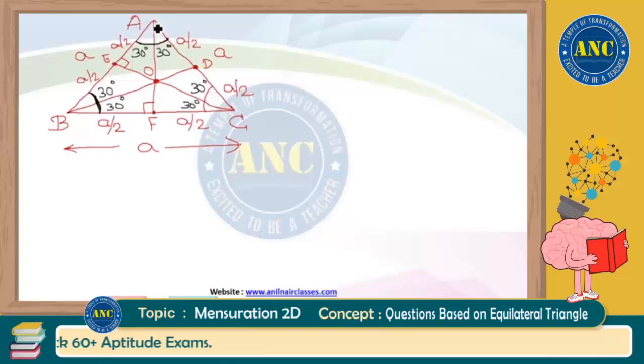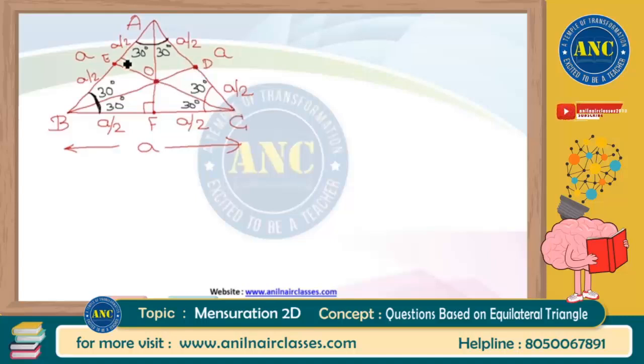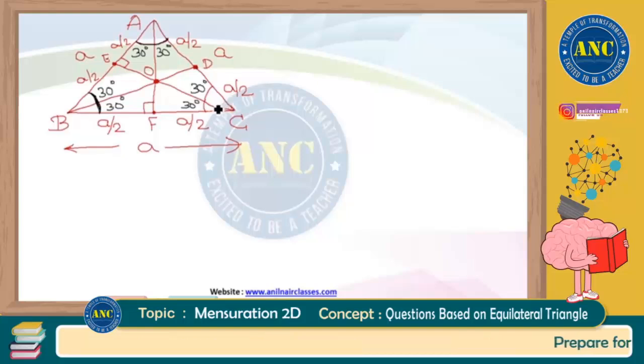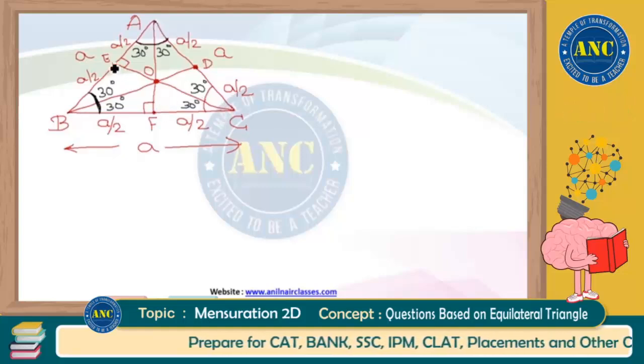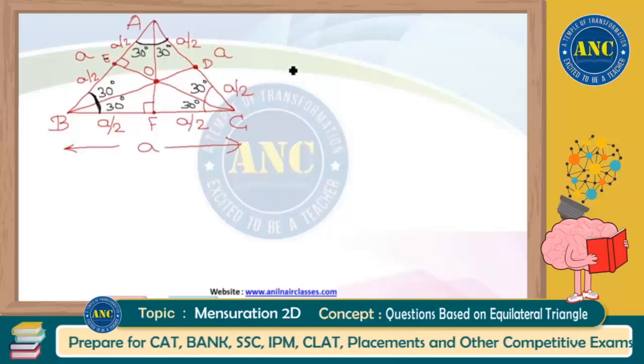That means AF is a perpendicular bisector or the altitude. BD is an altitude. CE is an altitude. But those three lines are also the angular bisectors. They will bisect the angle. They will also bisect the sides into two equal parts. And AF, BD, CE, all these are also called medians.